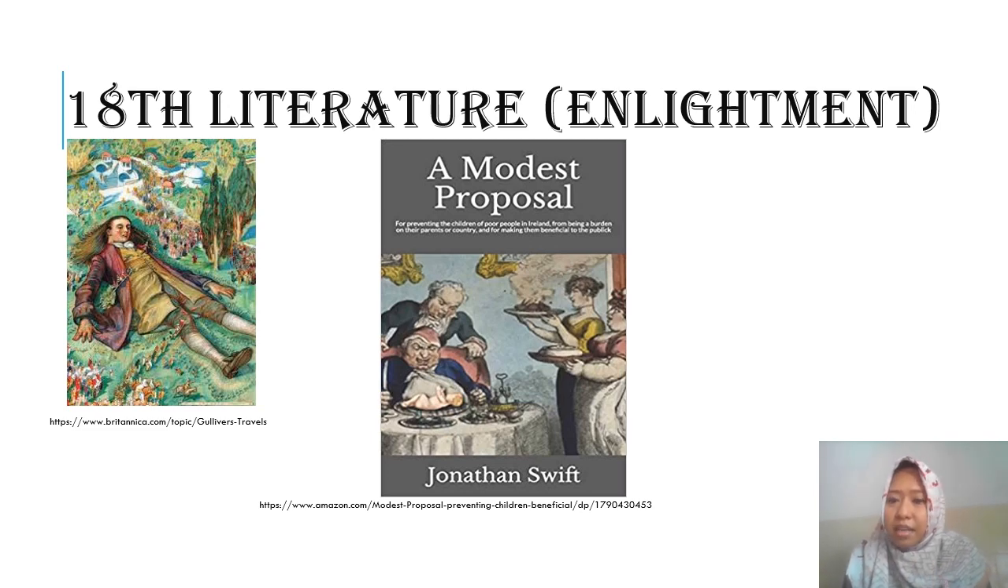While the 17th century poem became the famous literary work, now we are going to the 18th century literature. Here, the novel becomes the most popular literary work. For example, this is the example of the novels: Gulliver's Travels and A Modest Proposal. I think you are familiar with this novel because it has already been adapted into a movie. This is the Giant Gulliver. This era is also called the Enlightenment era.